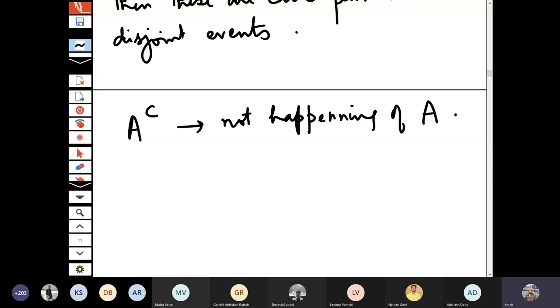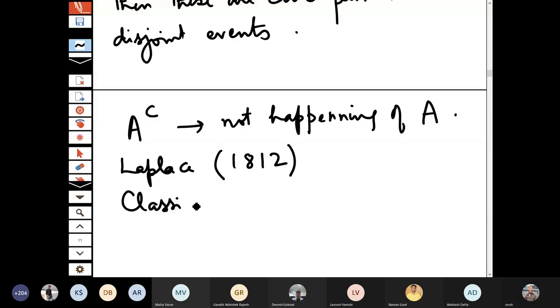I mentioned to you 3 names yesterday: Laplace, von Mises, and Kolmogorov. Each of them is credited with giving a definition of probability, which we can consider as methods of evaluation of the probability. So we start with the first one, Laplace, the famous French mathematician and physicist. He gave what is known as the classical definition of probability.